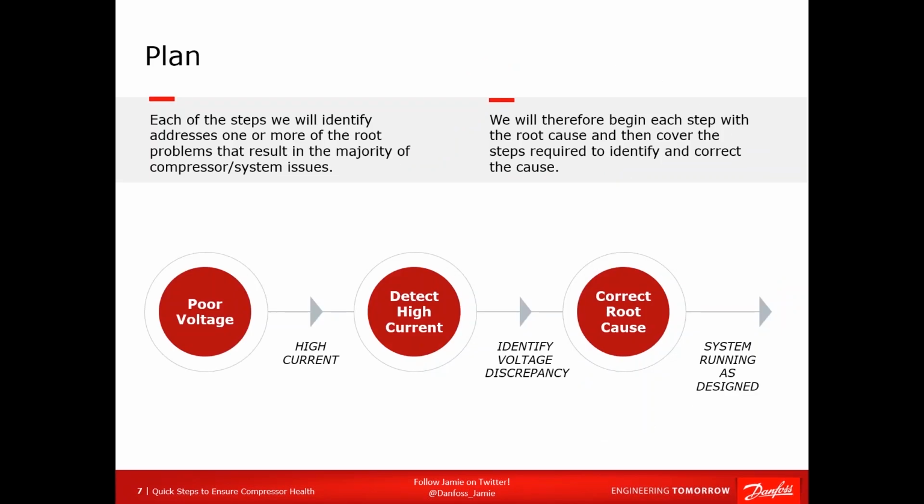So what do we want to do? We want to make sure that we go through each step, we do it effectively and quickly, and we catch any problems. So looking at this little chart here, you got poor voltage, high current. You detect that high current by comparing the current draw of the compressor at a specific set of indoor and outdoor conditions with what the data sheet says it's supposed to be. And therefore, you realize this current is too high, you measure the voltage is below what it's supposed to be.